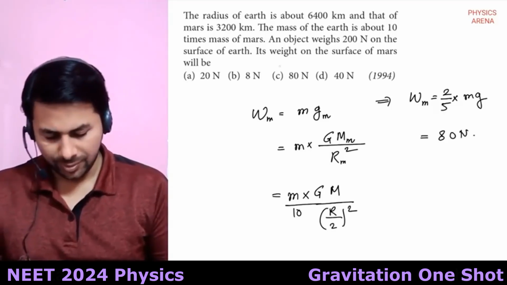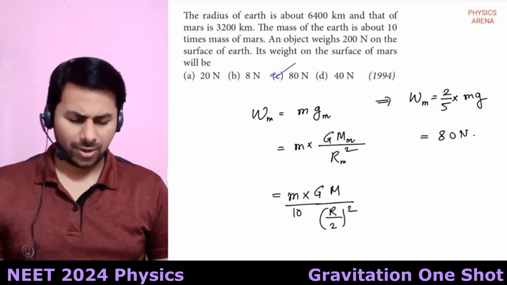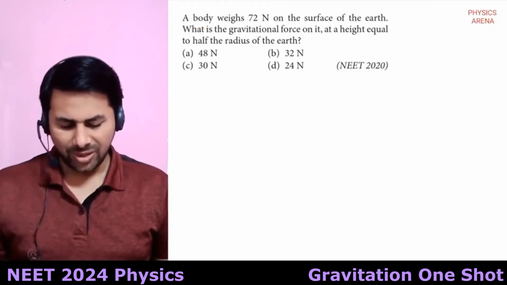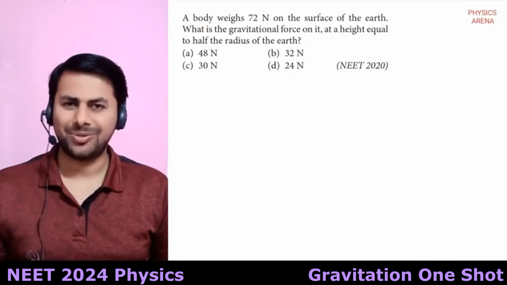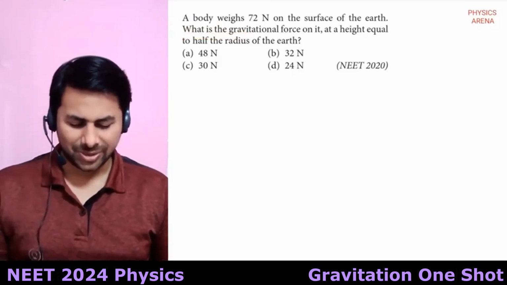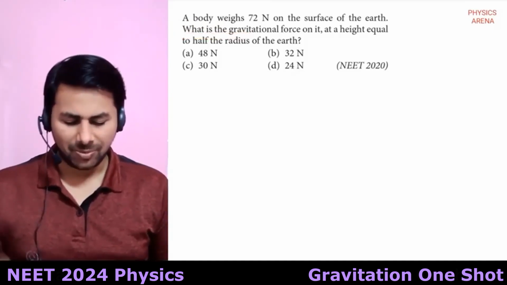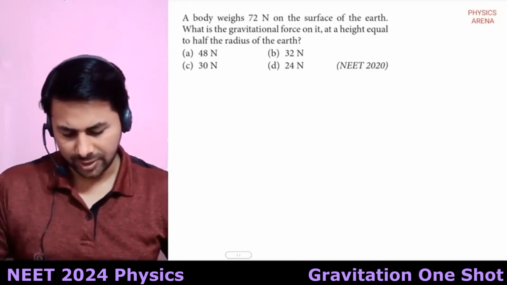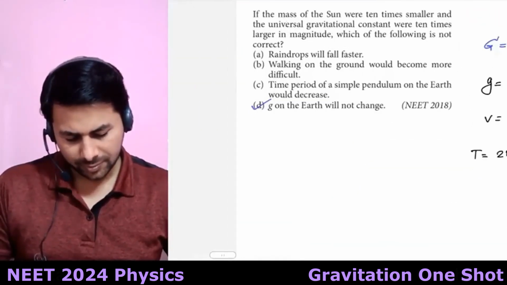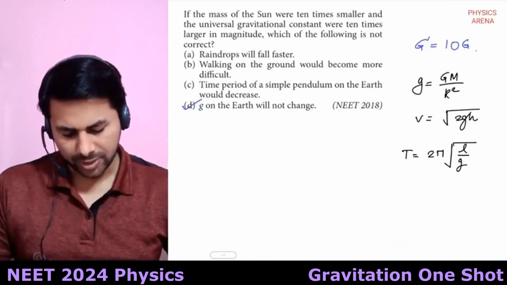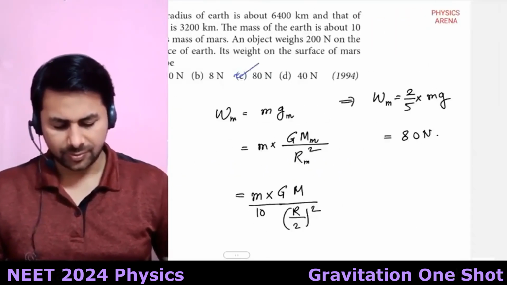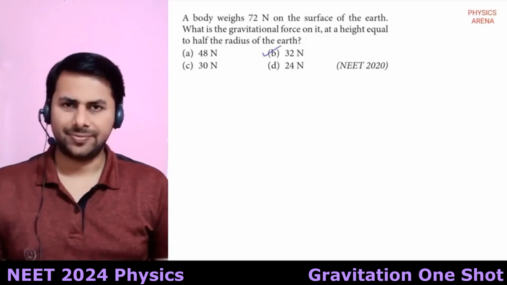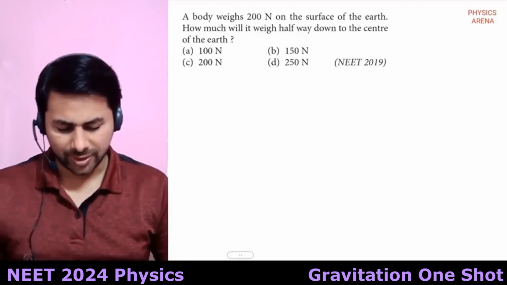Okay, so all of these questions are easy. Let's see the next one. A body weighs 72 Newton on the surface of Earth. What is the gravitational force on it at a height equal to half of the radius of Earth? Oh, I think we have solved this. Okay, so it's a repeated one. Option B is the answer. Same question they have repeated.